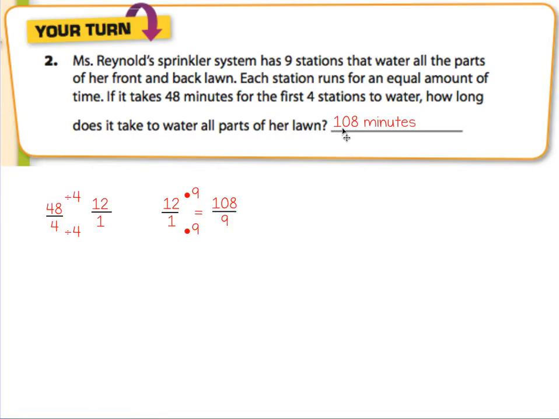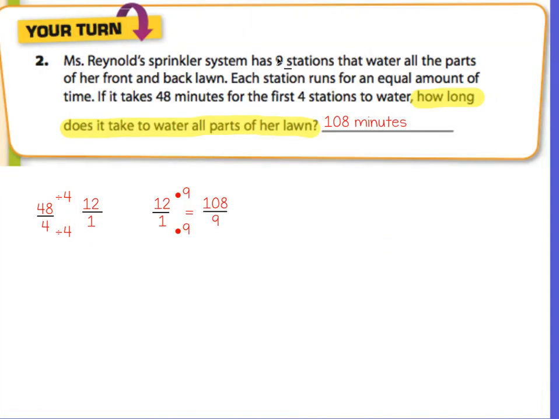Okay, in this case, you should have gotten 108 minutes. So each station runs for an equal amount of time. If it takes 48 minutes for the first 4 stations to water, how long does it take to water all parts of her lawn? So that was the question. How long does it take to water all parts of her lawn? We want to know, so there were 9 stations.